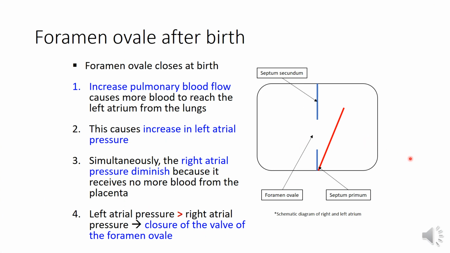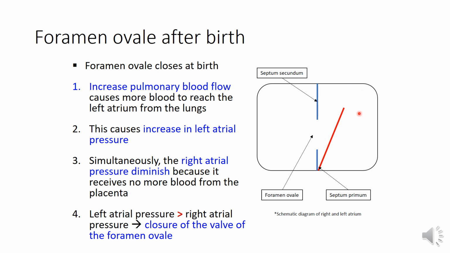And what happens to the foramen ovale? The foramen ovale, the opening, provides a shunt from the right atrium to the left atrium. The foramen ovale closes at birth. How does this happen? The increased pulmonary blood flow causes more blood to reach the left atrium. So remember, the left atrium receives blood from the lung. This causes an increase in left atrial pressure, so pressure in this chamber increases. At the same time, the right atrial pressure diminishes because there is no more blood from the placenta.